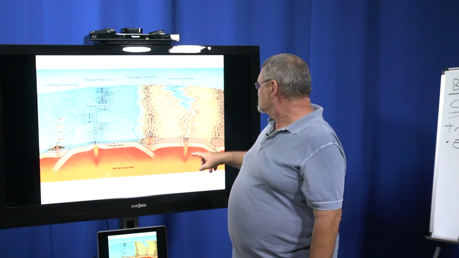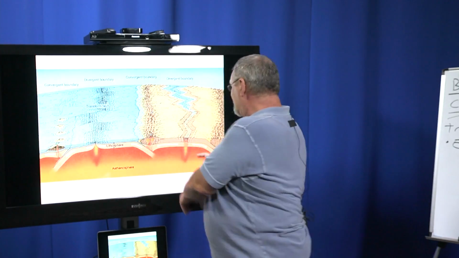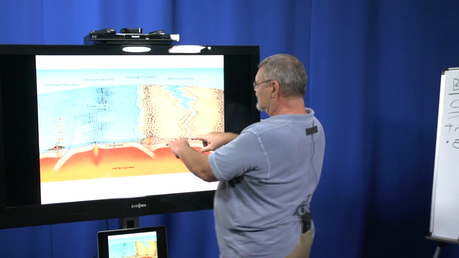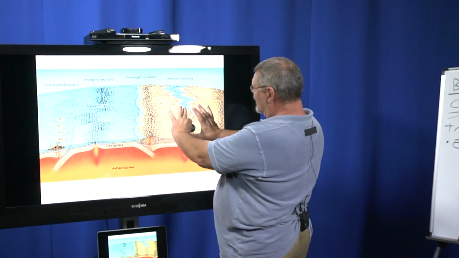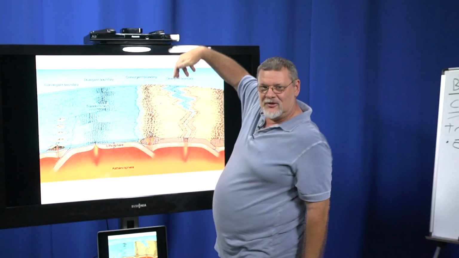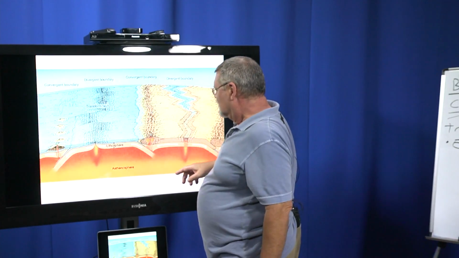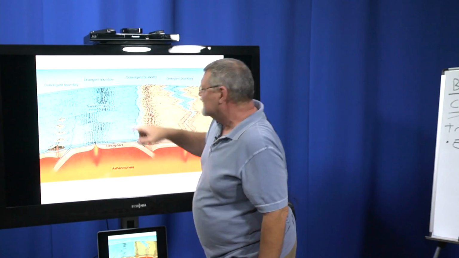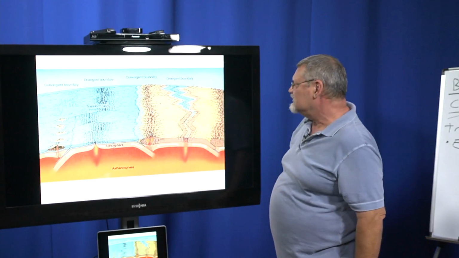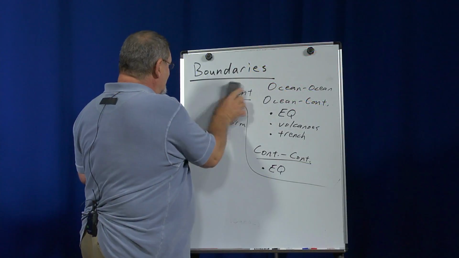Over here we have a divergent boundary on land where the material is coming up and breaks apart the less dense material, and eventually as it goes apart it forms a lowland here. What happens to lowlands? Water comes in, and eventually it could spread apart and make an ocean there. And here are the transform faults going laterally across the divergent boundaries. All right. And then lastly we have a geologic hotspot. And this is where Hawaii comes in.